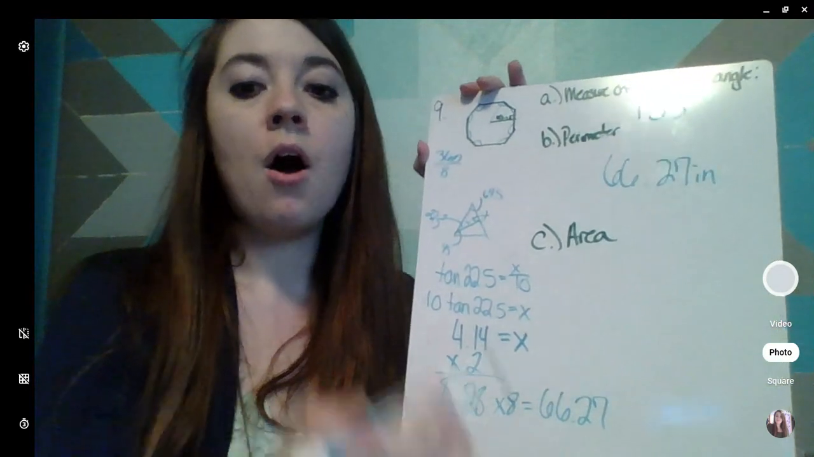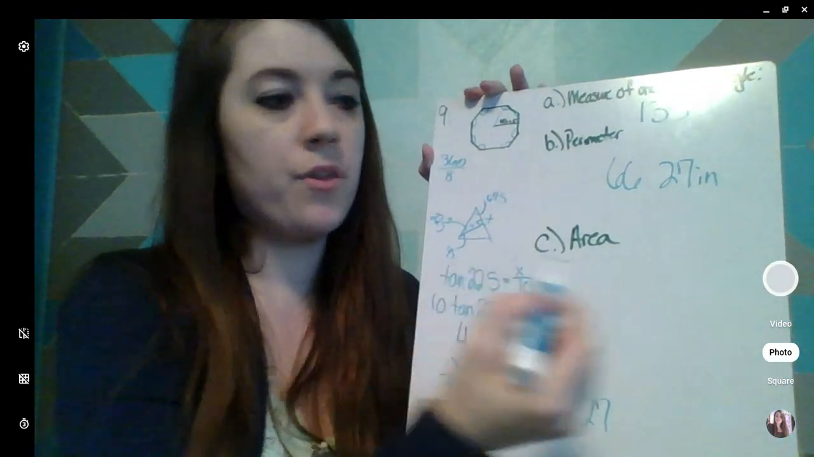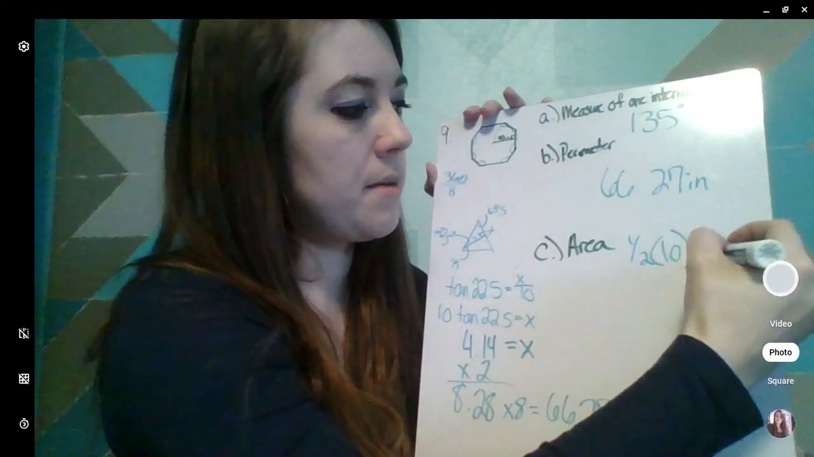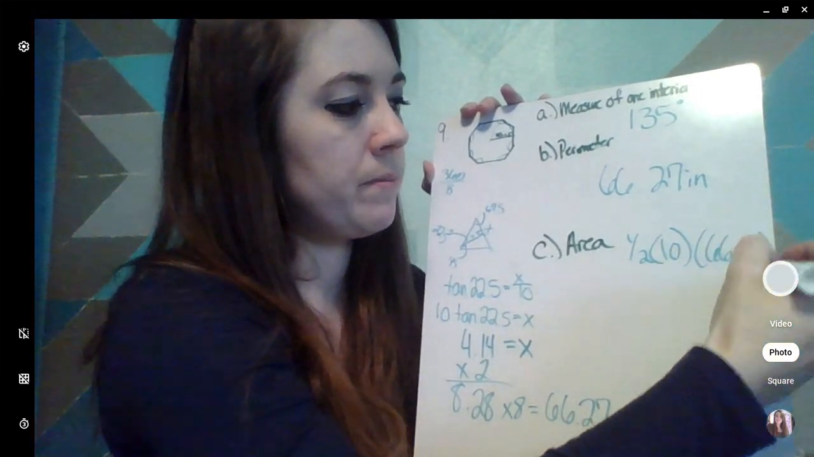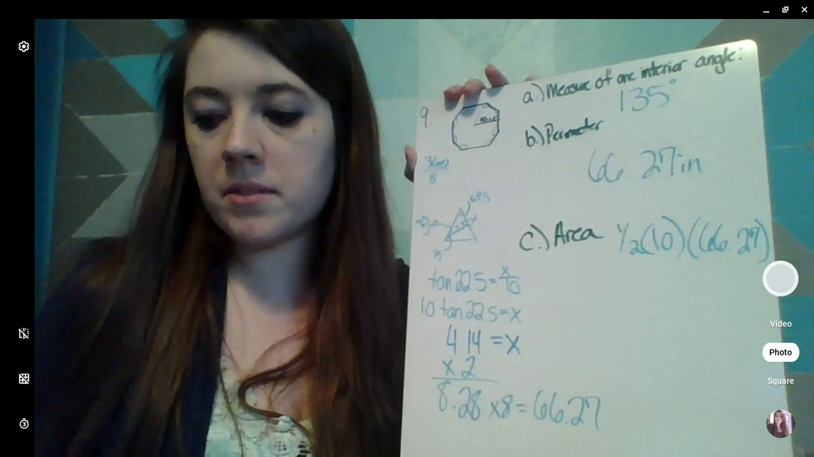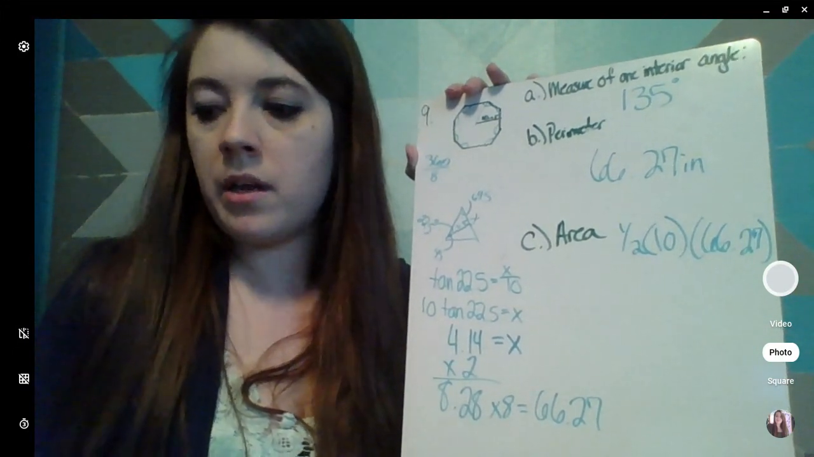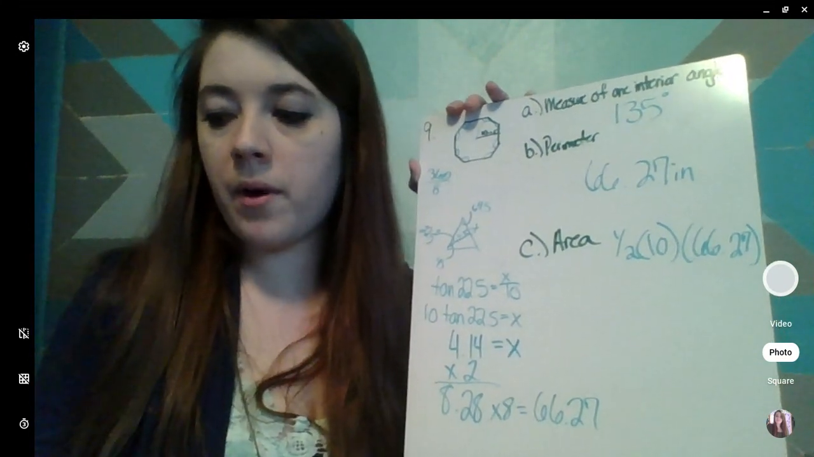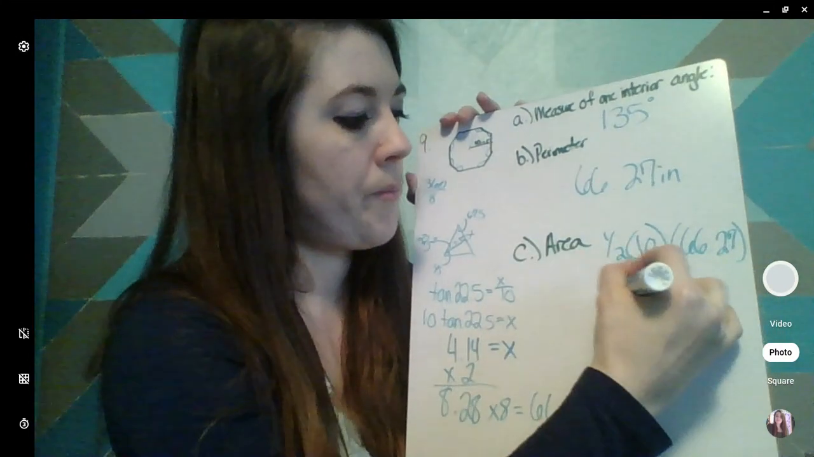Now for the area, we already know the perimeter and we know the apothem. So area is just 1/2 times 10 times 66.27. That is going to give us 331.35.